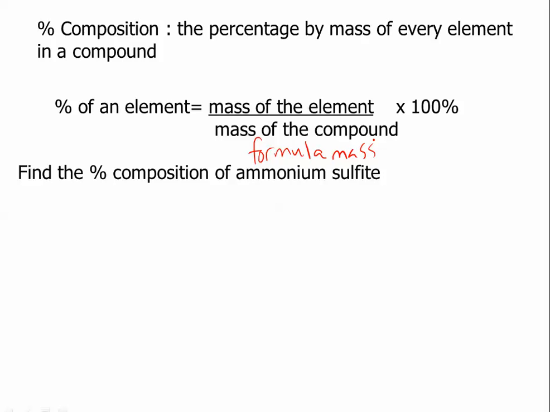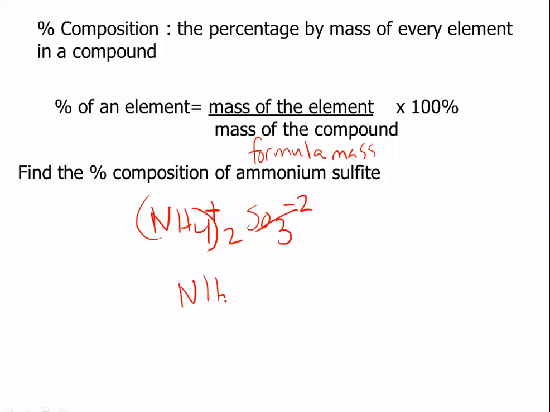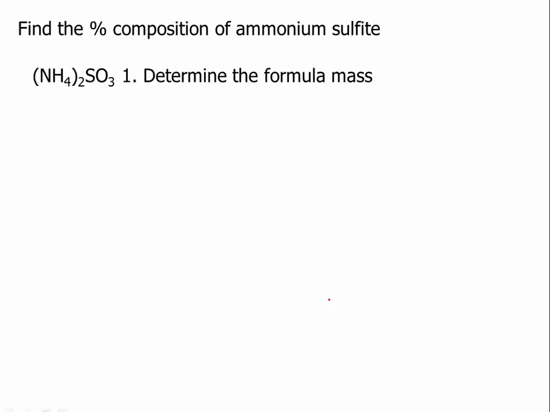So first thing we're going to do, our example today is going to be ammonium sulfite. And remember, ammonium is NH4 plus, sulfite is SO3 negative 2, so we crisscross the 1, 2 goes here, this goes in parentheses, and then we've got to rewrite this nice and neat. So there's our formula for ammonium sulfite. All right, so the first thing we need to do is to determine the formula mass of ammonium sulfite.